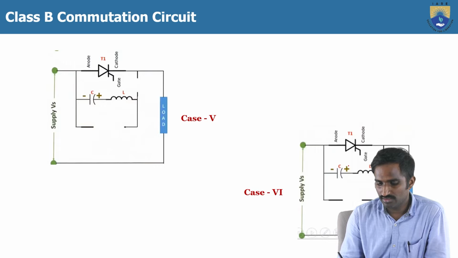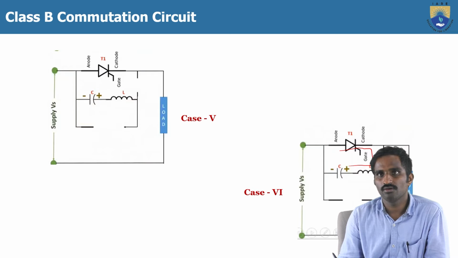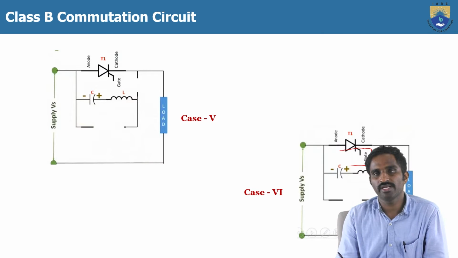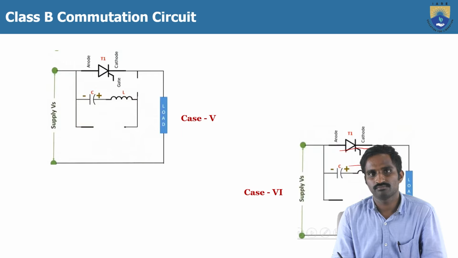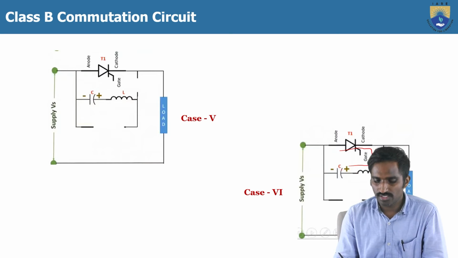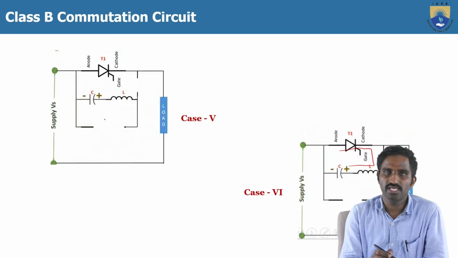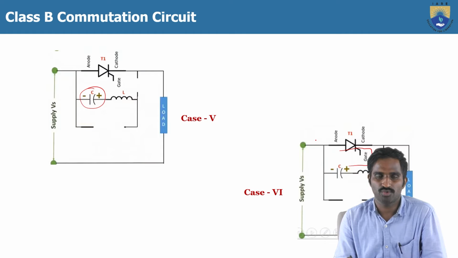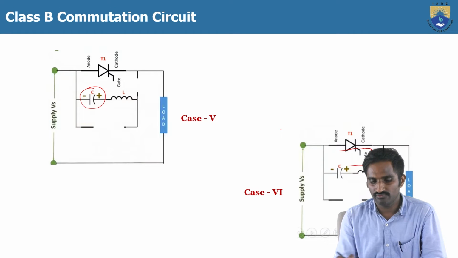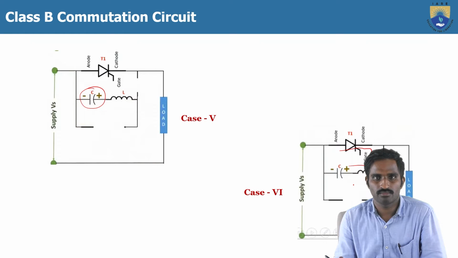Then the capacitor current will flow in this way, which means again a reverse biased voltage is applied across the thyristor T1. Then the thyristor T1 will turn off. So here the main key element to turn off the thyristor TA and T1 is the capacitor, the charging and discharging process of the capacitor. So that's why the capacitor is a commutating element.